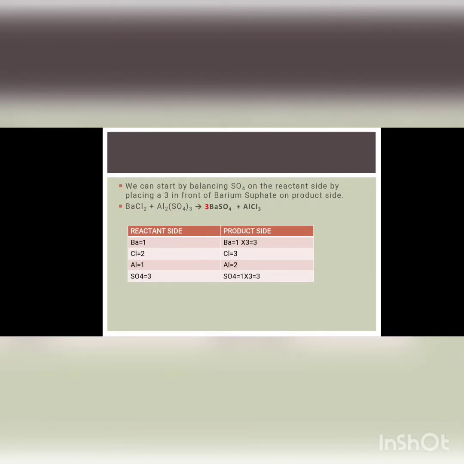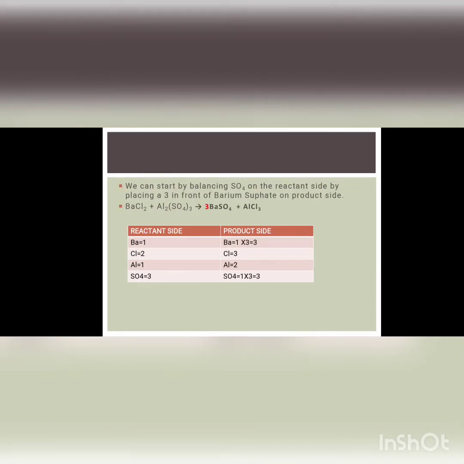Barium chloride plus aluminium sulfate forming barium sulfate and aluminium chloride. So we'll just write this, we'll make this table, and we will write down the number of atoms. We can see that I have taken sulfate as a single unit because sulfate, as you know, is a polyatomic ion, and it is formed on both the sides. So I have taken sulfate as a unit. We can see that the number of sulfate ions on the reactant side is more. So we can balance this by placing a 3 in front of barium sulfate. So I have done that.